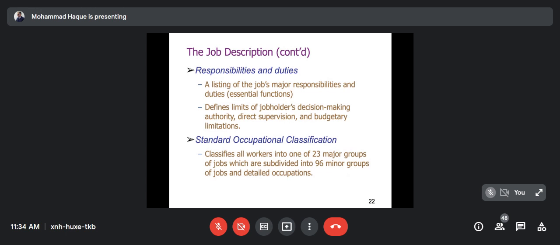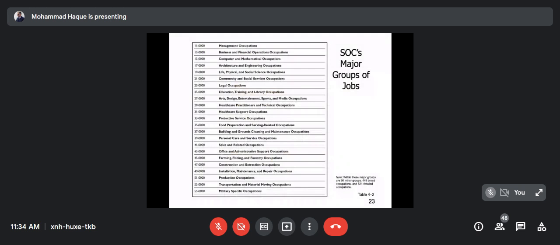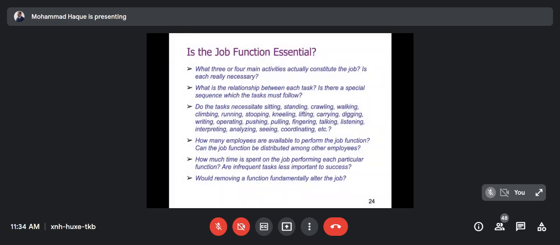So there are major groups and minor groups, and within those minor groups, there are many, many classifications. So all those things will be done in the organizations. We further find that is the job function essential? That is very, very important to know. What 3 or 4 major activities actually constitute the job, and is each really necessary?